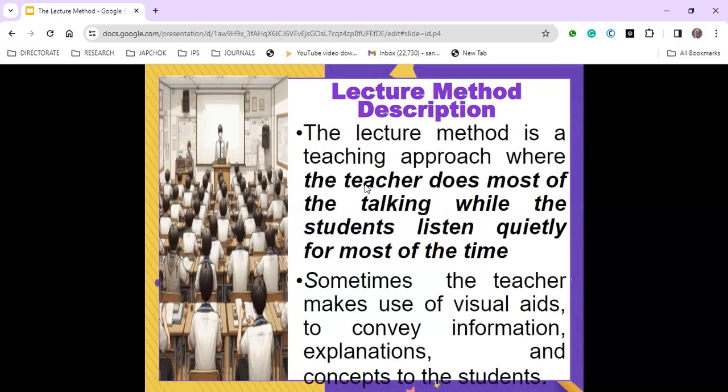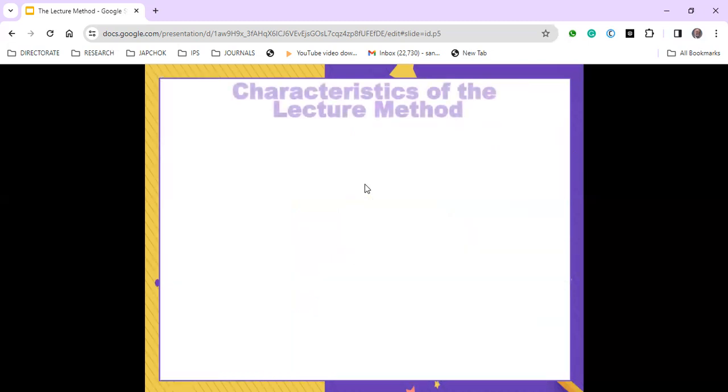It's an approach to teaching where the teacher does most, if not all, of the talking. The role of the student is just that of passive listeners, listening quietly most of the time. This is what a typical lecture method is. Sometimes, perhaps, the teacher may make use of visual aids so that he can convey the information better. But basically, the teacher does all the talking, writes on the board, dictates notes. This is what the lecture method is all about.